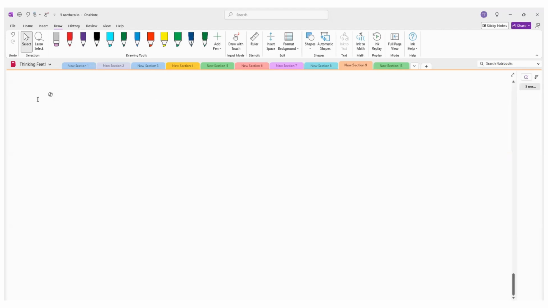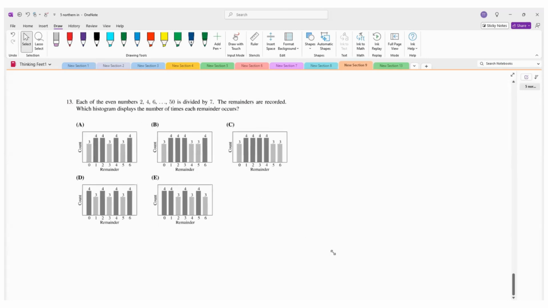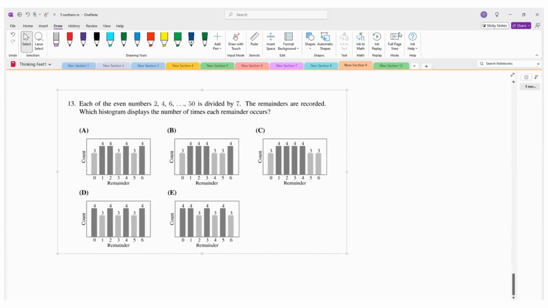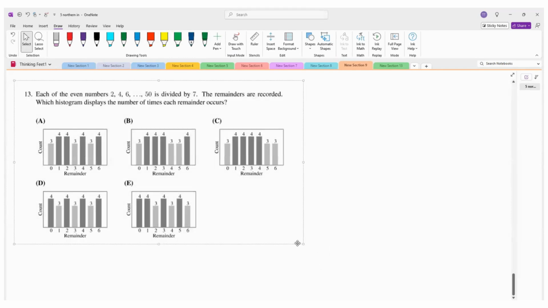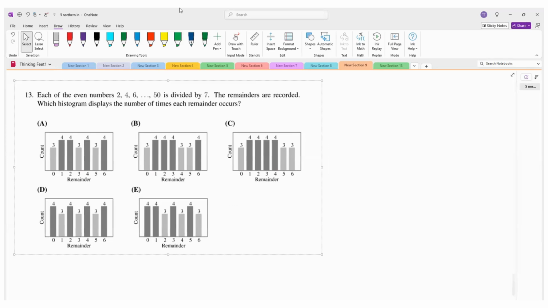Okay, let's look at question 13. Okay, so we are dealing with even numbers and remainders when divided by 7. And then we have a histogram with the remainder on the x-axis and the number of times we get that remainder. So one of the approaches that intuitively would come to our mind to try first is to develop a pattern, and we can do that. I think that's a fine approach.